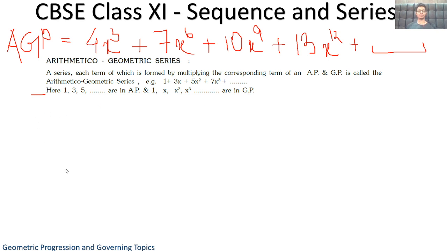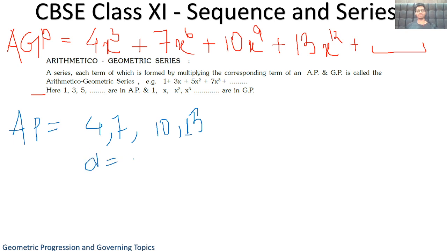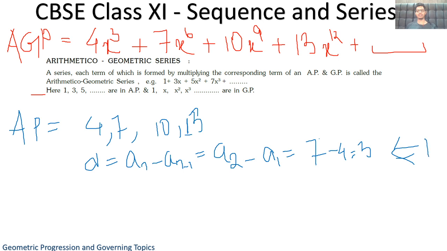So how we solve this is, for the people who have a doubt, just go through what I am explaining. For AP, the terms given are 4, 7, 10, 13, and we need to find the next term. Here D is the common difference, so D is equal to succeeding term minus preceding term. If we pick A2 and A1, A2 minus A1 is 7 minus 4 is equal to 3, and 3 is the value of D, that is the common difference. So the next term is going to be 16 over here.